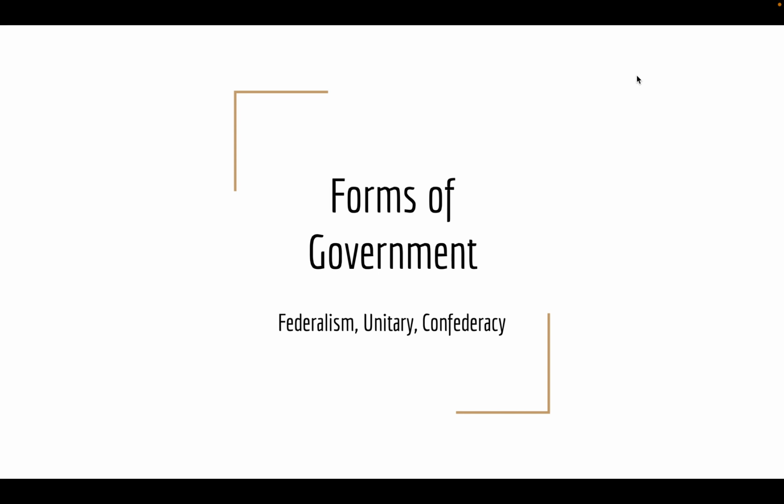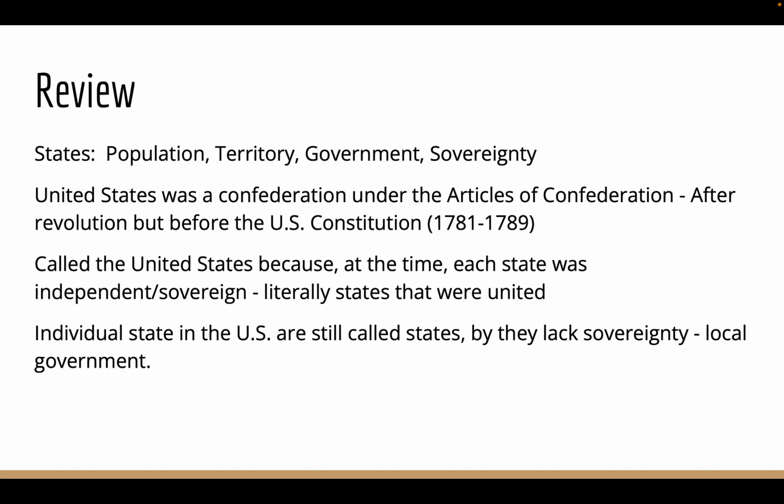All right, we're going to look at forms of government: federalism, unitary, and confederacy. Before we get started on that, I want to do just a little bit of review because I'm going to use some of these terms and they can be a little confusing. When we look back at what a state is, states have four characteristics. They have population, they have territory, they have government, and they have sovereignty.